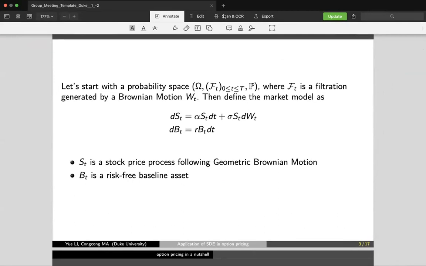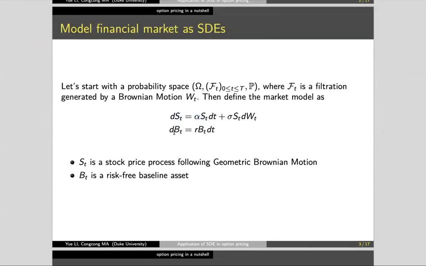motion W_t. For simplicity, we assume that our market model only consists of two price processes, a stock price following geometric Brownian motion, and then a bond process following a deterministic price process. In our later application, we will assume that this B_t is a risk-free baseline asset.